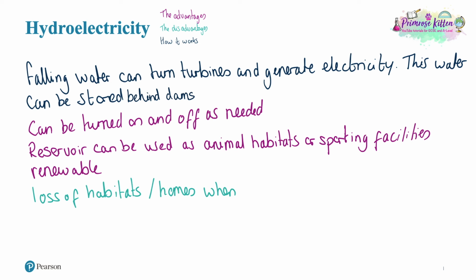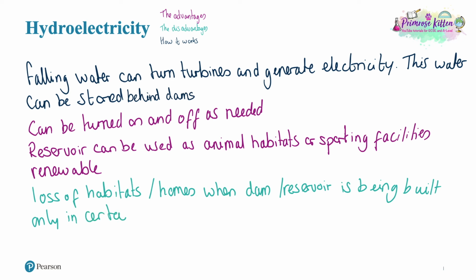However, in producing the dams for hydroelectric power plants, we could see a loss of habitat, a loss of homes, loss of communities when the dam or the reservoir is being built. This is only going to work in certain locations. You need a large area where the dam can be built, where the water can be stored, and you need somewhere for the water to fall down. Some people also dislike the way it looks, saying that dams are visual pollution.